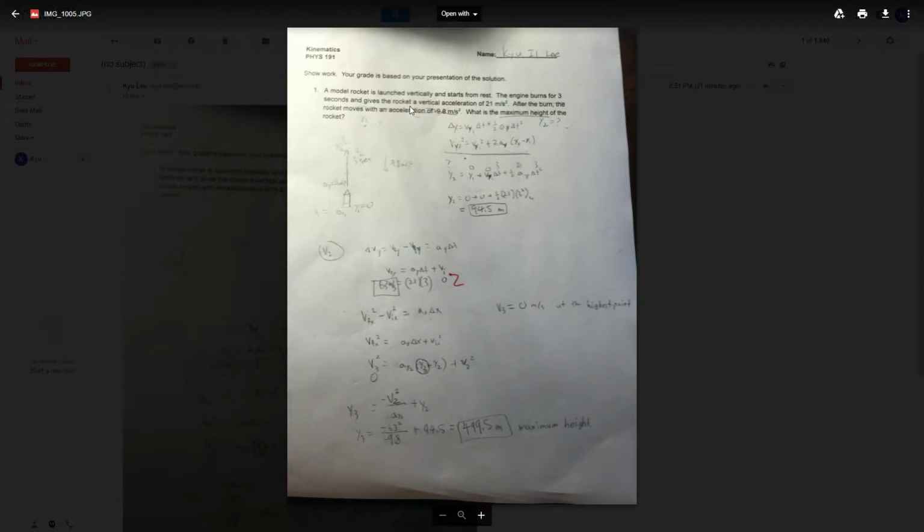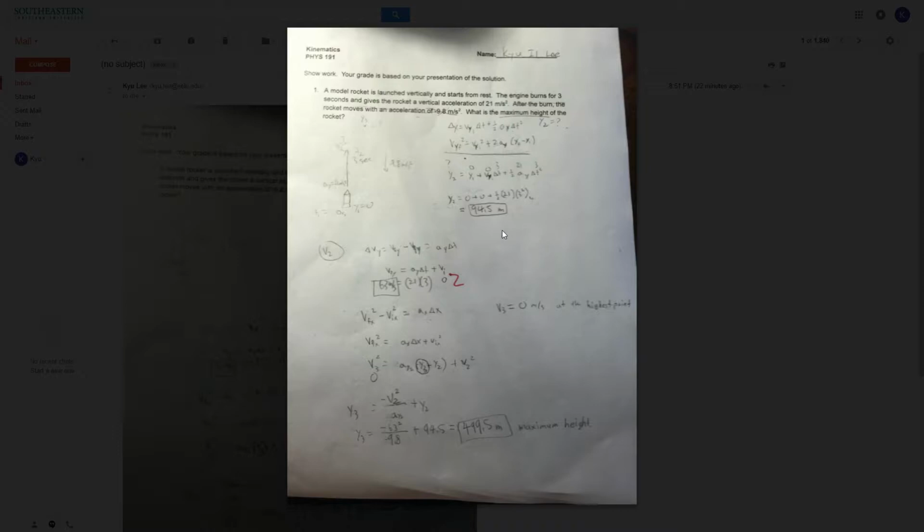So I chose the same problem as the assessment for my kinematics reassessment. At first, I didn't understand the question properly. I thought it was asking for the height right after the burn, which is the Y2. But after looking at the key, I realized that it was asking how much further it went after the burn. So I found the Y2, which is 94.5 meters in the class, and then I didn't do anything further.